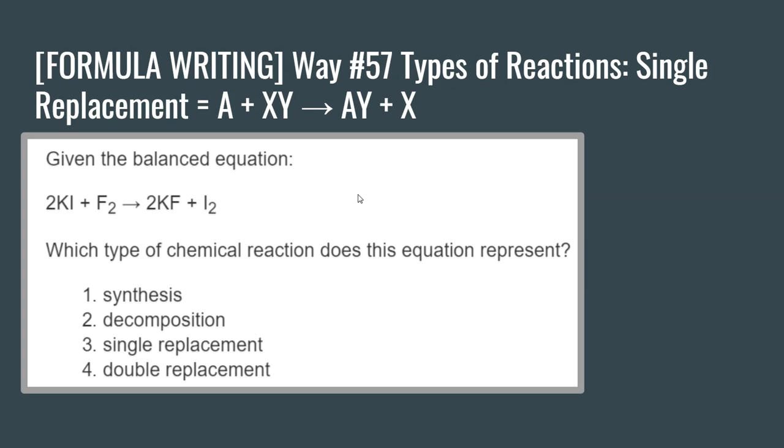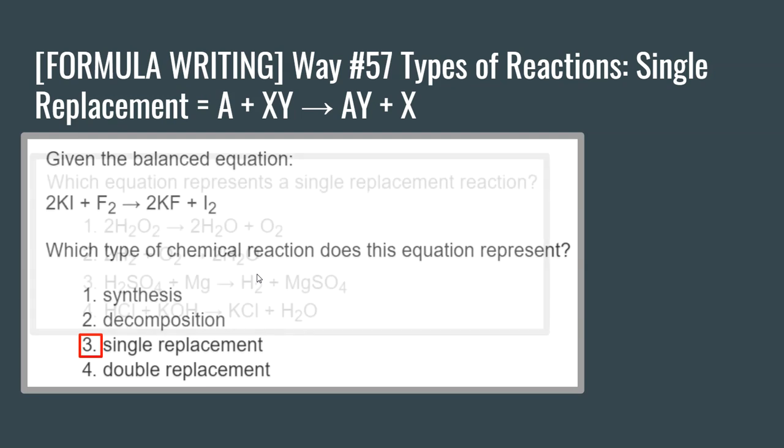Given the balanced equation, which type of chemical reaction does this equation represent? If we let K be X and I be Y and F be A, notice that A is replacing Y, F is replacing I in order to form a brand new compound, potassium fluoride, and out pops the item that was replaced, which is iodine. So this is an example of a single replacement reaction.